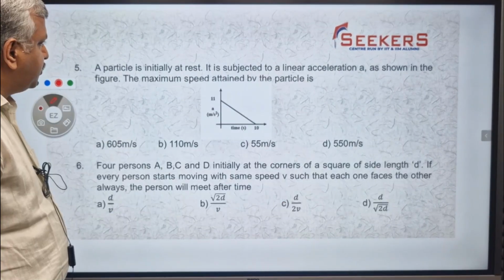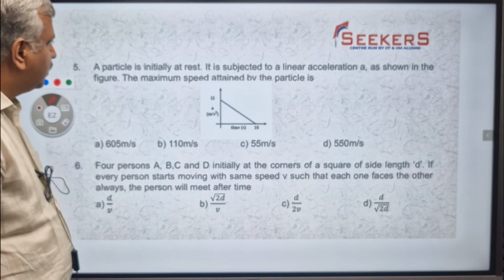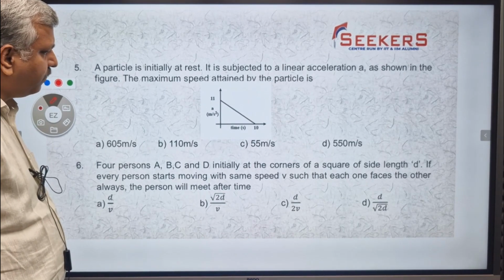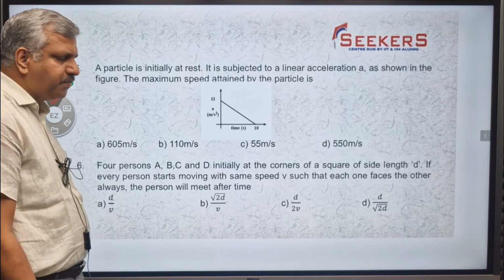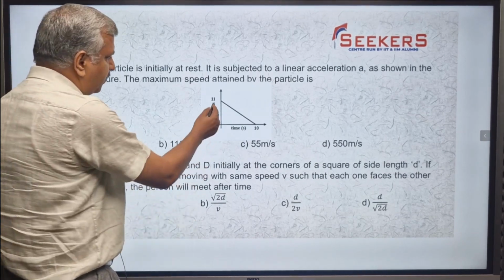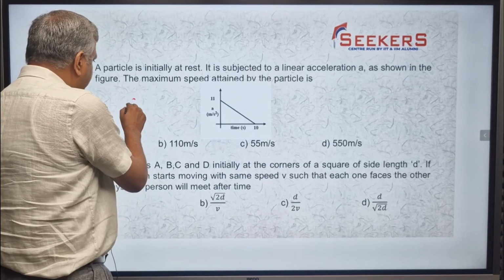Okay. Particle is initially at rest. It is subjected to a linear acceleration as shown. The maximum speed attained by the particle is how much? So obviously in all such cases the maximum speed will be till that point where the acceleration is positive. So that means the entire duration the acceleration is positive, and they are asking me for speed.